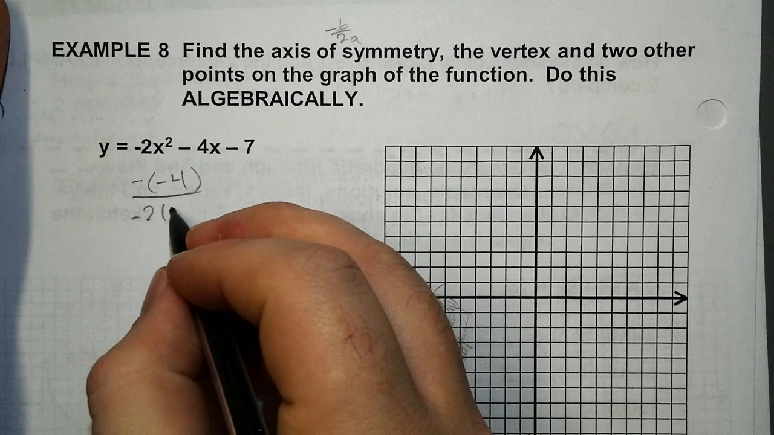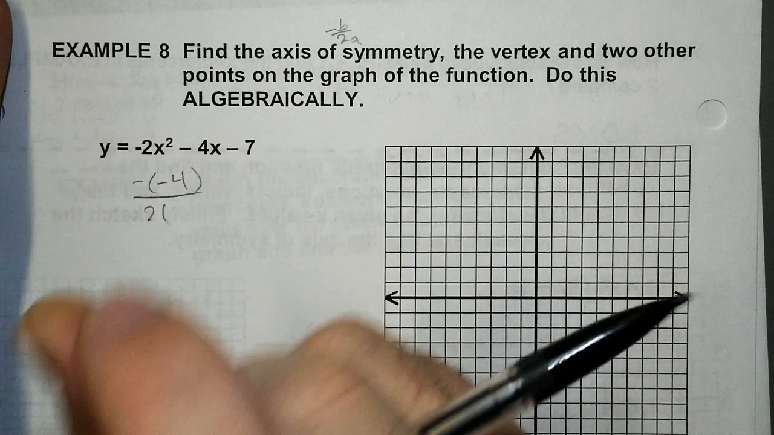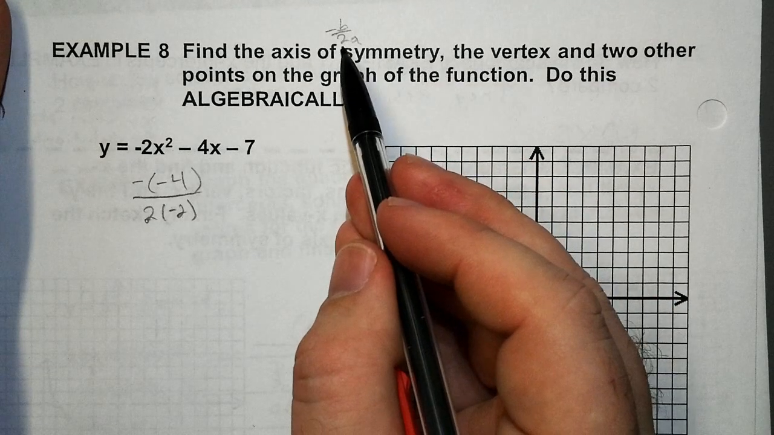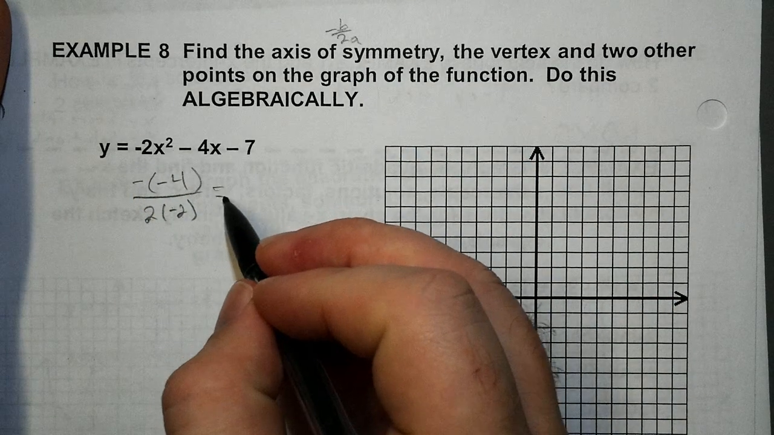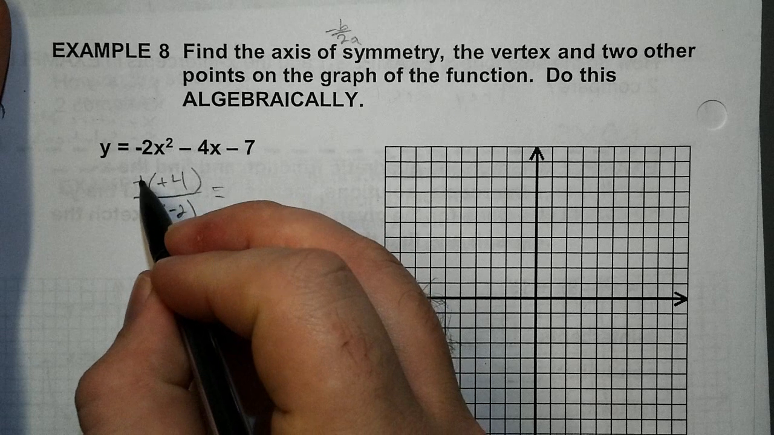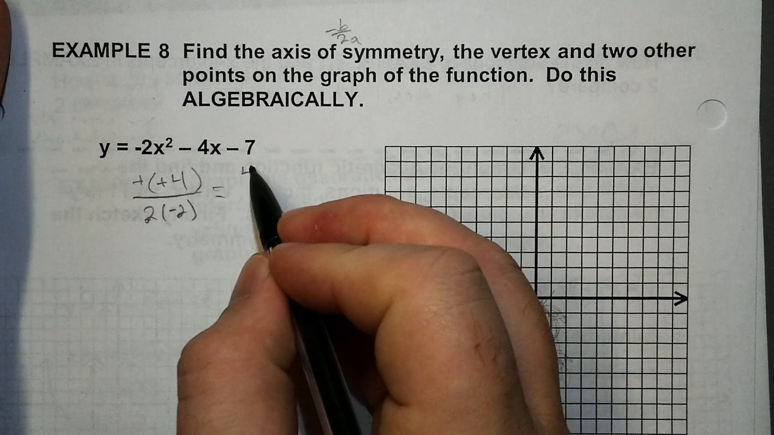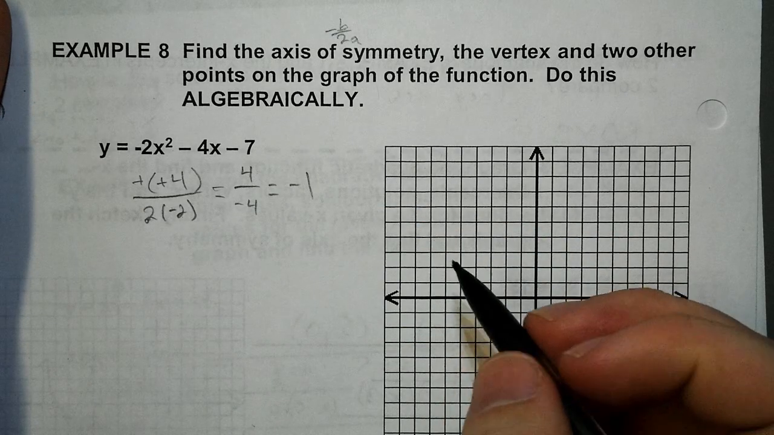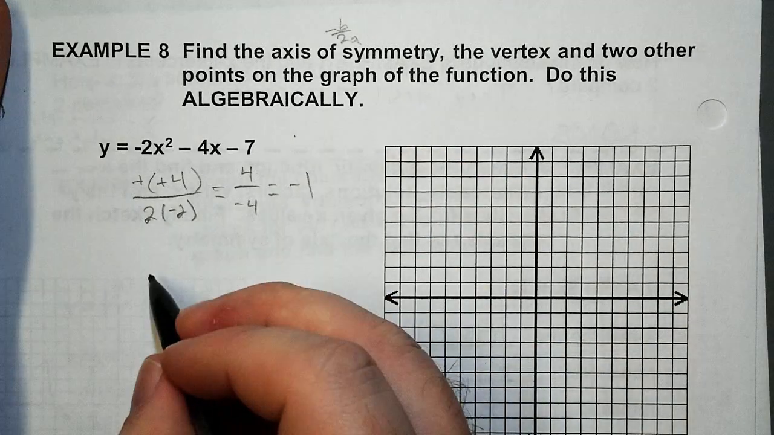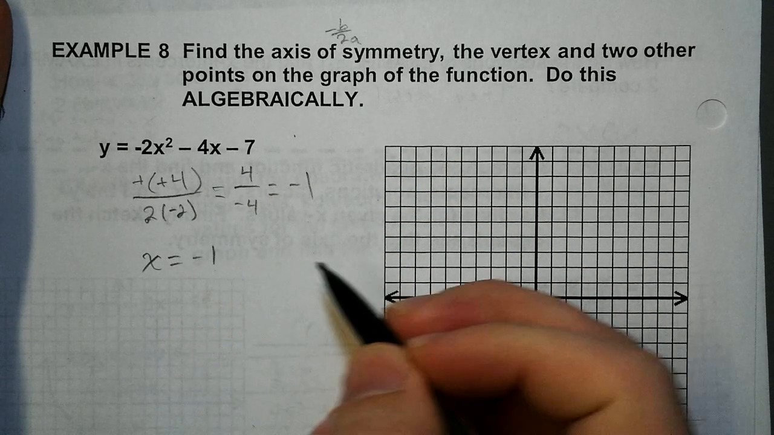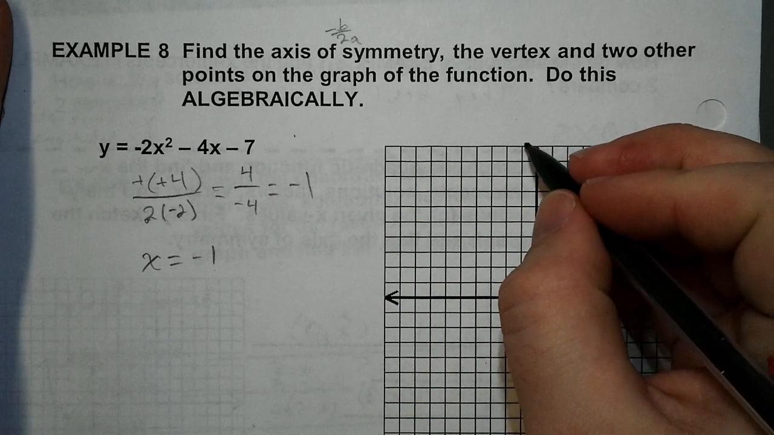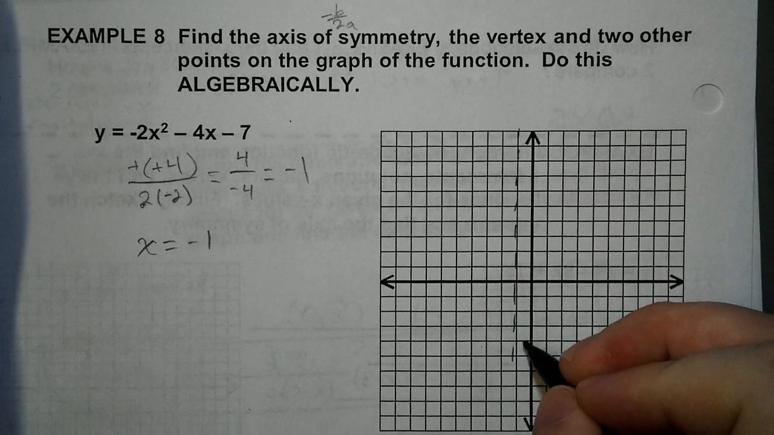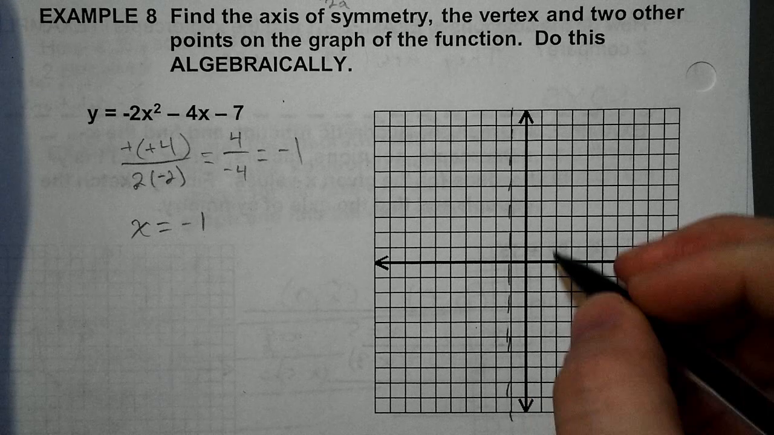2 times negative 2. Because it's times 2 and then a. Negative times a negative is a positive. So it's going to be 4 divided by negative 4, which comes out to negative 1. Axis of symmetry is at x equals negative 1. So at negative 1, that's going to be your dashed line that's going to split your graph in half. Boom, boom, boom. Okay?